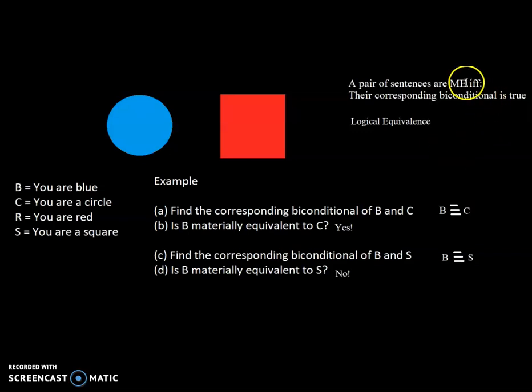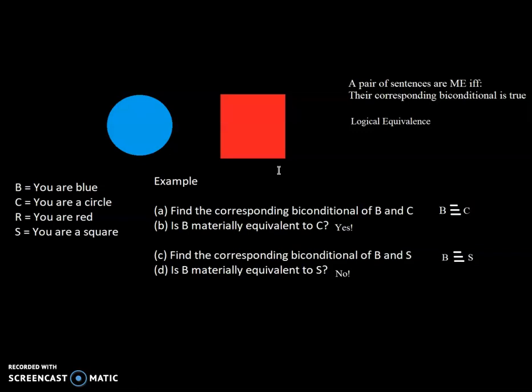But notice the idea of material equivalence is weaker. It's true that B is materially equivalent to C in this world, but it's not like they're logically equivalent. It's not like being blue and being a circle are the same thing. They just happen to coincide because the world is so impoverished.